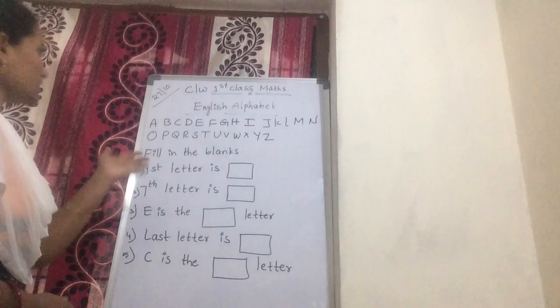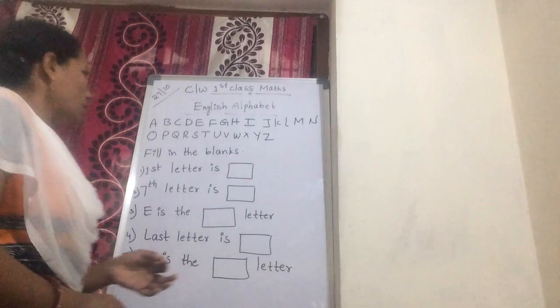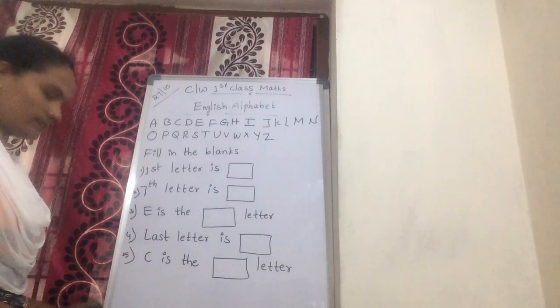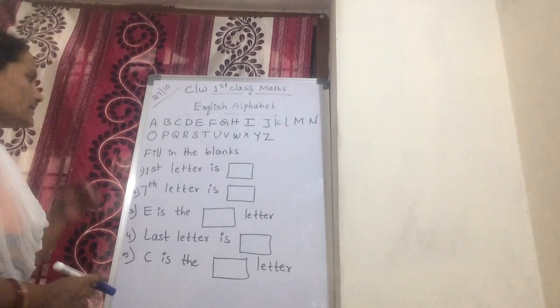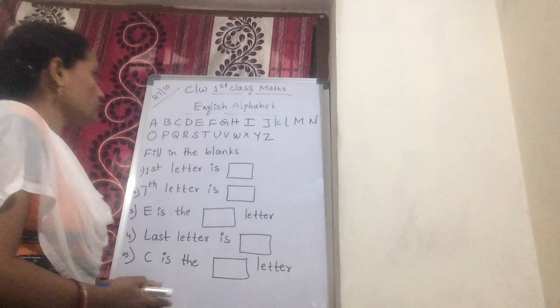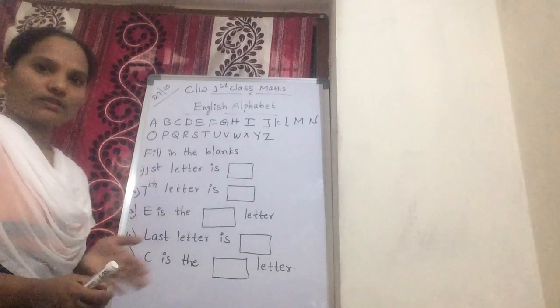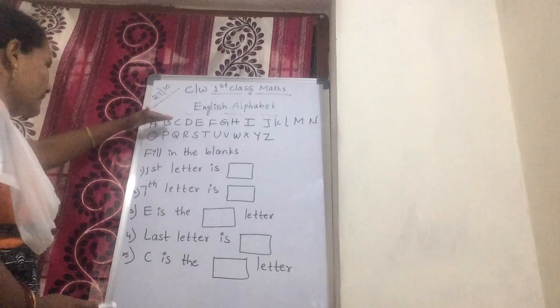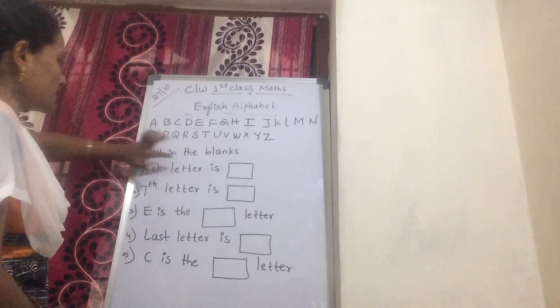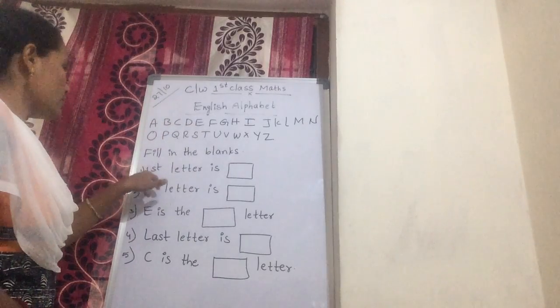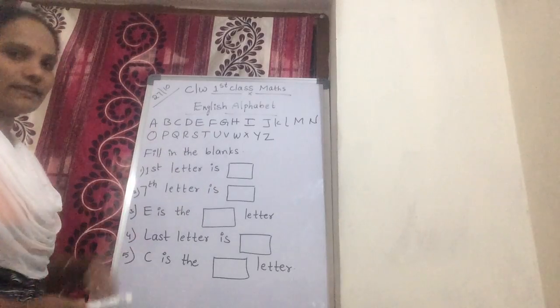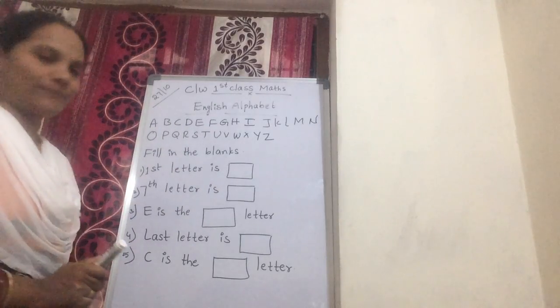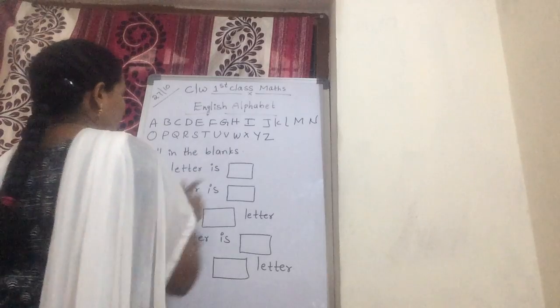Today we learn about the English alphabet and how to write ordinal numbers. Okay, children, we know the English alphabet is A to Z. Now, fill in the blanks. You depend on this to fill the blanks. First letter is, what is the first letter, Amma? In the alphabet, A. So you should fill in A here.